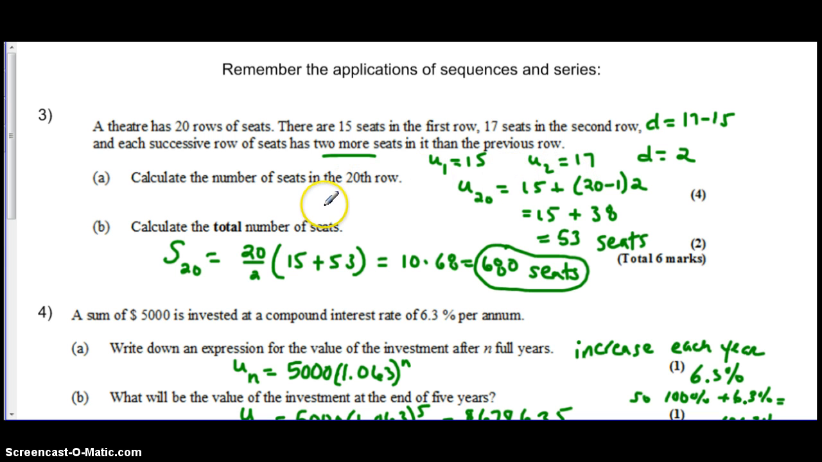Part A wants us to find the number of seats in the 20th row. So we'll use our u of n formula. So u of 20, and that would result in 53 seats in that 20th row. Then they want us to find the total number of seats in the theater. So we're going to find the sum of all 20, and I used the second formula. You could have used the first one as well. And you should get 680 seats in the theater.